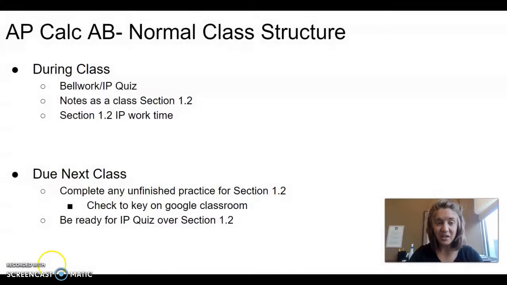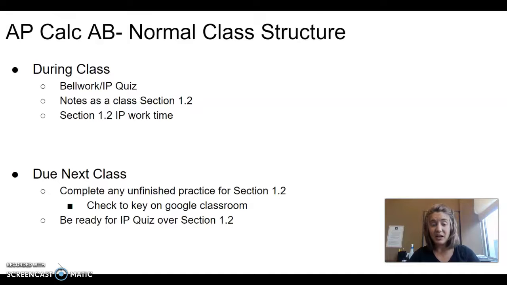With that, I'm going to jump into a little bit of a normal class structure and then what we can do to be successful inside of class and outside of class. So a normal class will either begin with bell work or an IP/homework quiz. I'll go into that a little bit later. Once we've warmed up, we'll take notes as a class over a section like 1.2. I just use hypothetical section numbers, and then I'll have time to work on the 1.2 homework. So due next class is finishing any practice that you didn't get done.